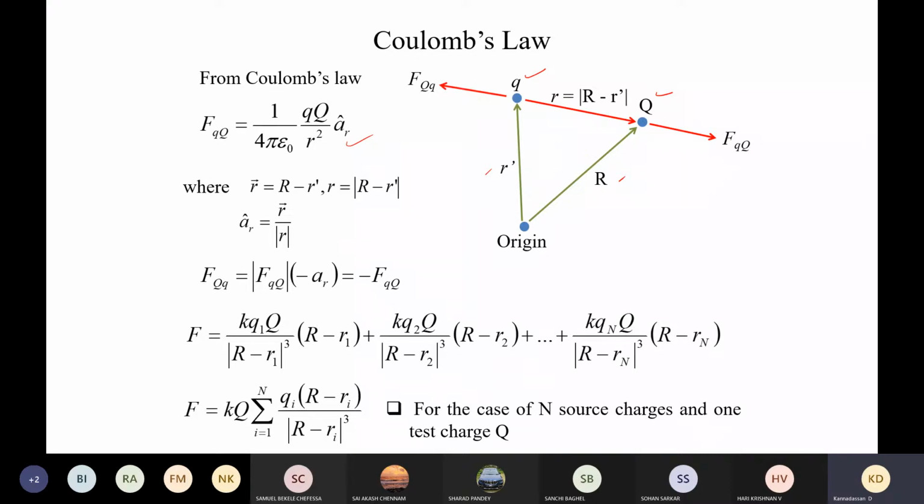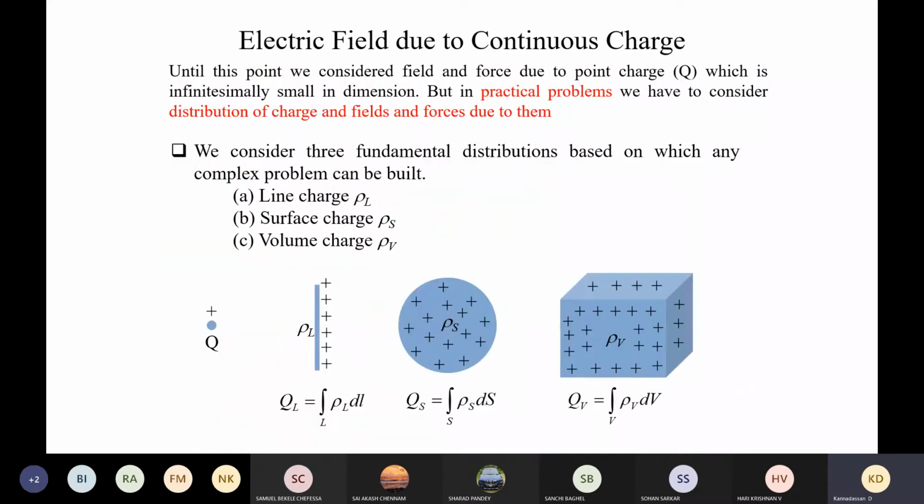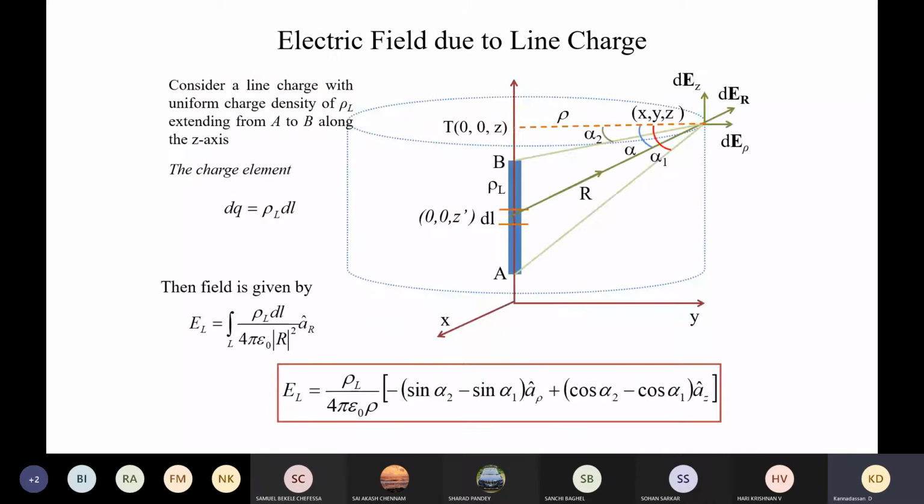We can do this for multiple charges all the way, so we have to do vectorial addition. This practice is very important. Next, we studied the electric field due to a charge, or for different charge distributions. We have seen that for different types of charge distribution.